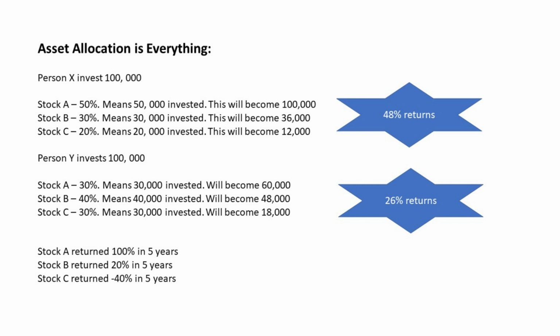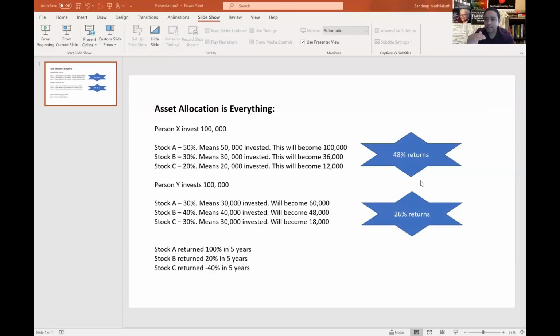Now look at this staggering difference. Person Y is having 26% and person X is having almost double the returns in just 5 years' time with a simple 10% difference in the allocation between stock A and B. So it is just 10% here and there that can make us such a difference. This is why asset allocation is so important.